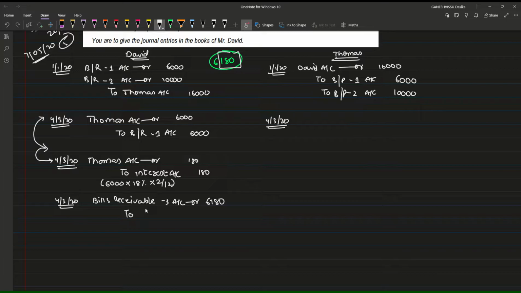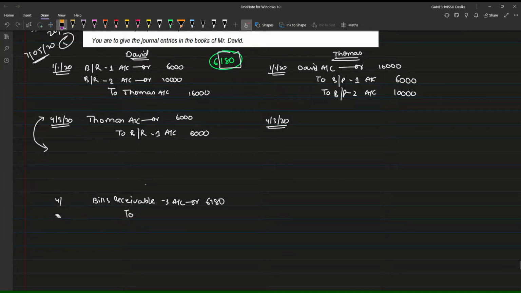Yeah, let me have here. There is no need of passing this entry here. Thomas account debtor to interest account is not required. You can pass that one, but that is not required here.